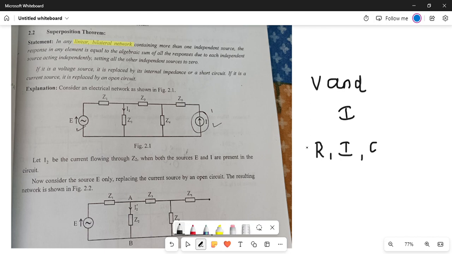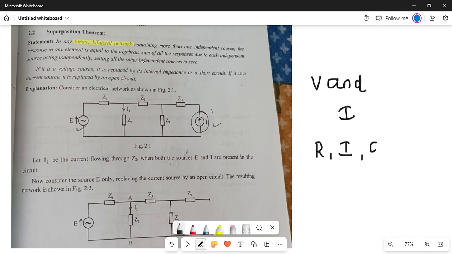In a linear and bilateral network, both the properties of linear as well as the properties of bilateral network will get satisfied without fail. That is why we call it a linear and bilateral network. I guess you understood.